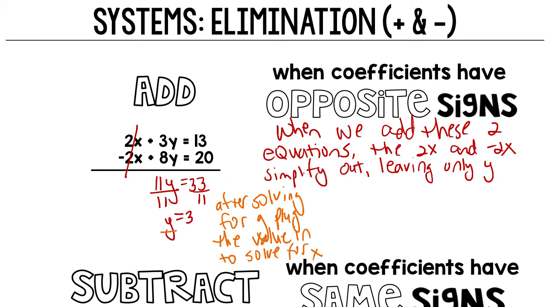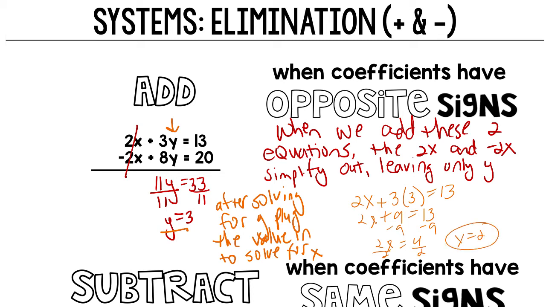So I take y equals 3 and plug it into this first equation where y is. Now I've got 2x plus 3 times 3 equals 13. Well, that's 2x plus 9 is 13. Subtract 9 from each side, and I've got 2x is 4. Divide by 2. That means x is 2.